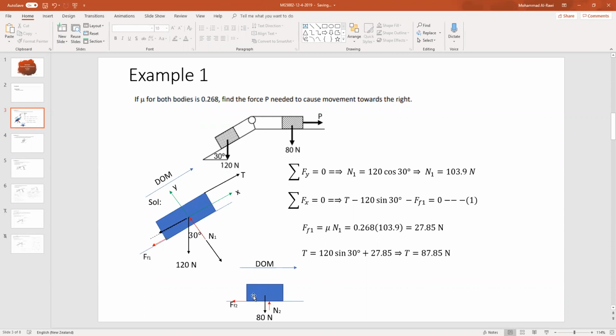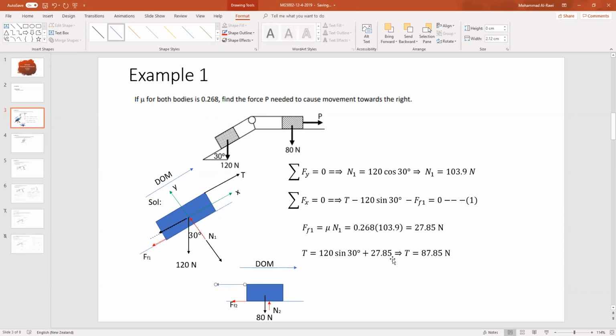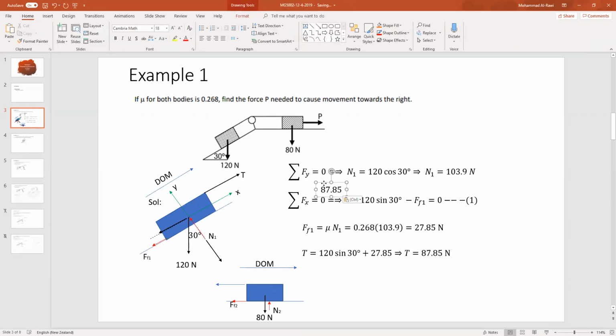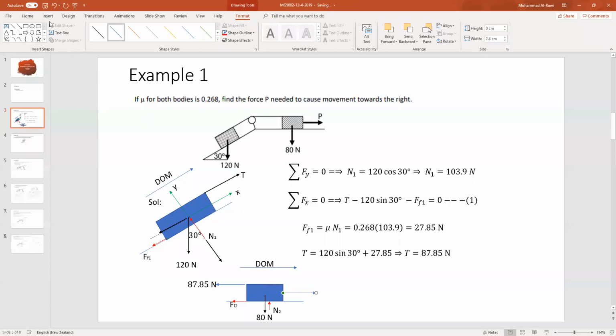Now, what's missing is the tension, which I haven't drawn yet, but that one comes in that way. And the good news is we know the value for that tension. So we can copy that value only, which is 87.85. That's the value we're demonstrating here. Make sure to put the units. So that's the tension from there. And now, opposite to that, we want the force required to pull the object. That will be P.